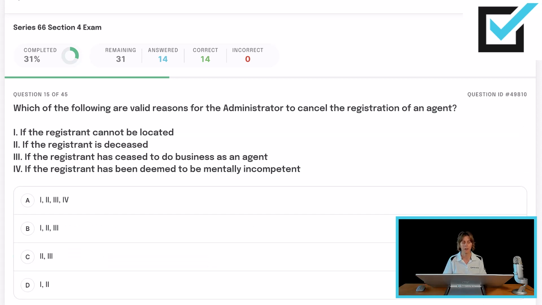Which of the following are valid reasons for the administrator to cancel the registration of an agent? If the registrant cannot be located, if the registrant is deceased, if the registrant has ceased to do business as an agent, or if the registrant has been deemed to be mentally incompetent. Those all seem like valid reasons to cancel the registration of an agent.